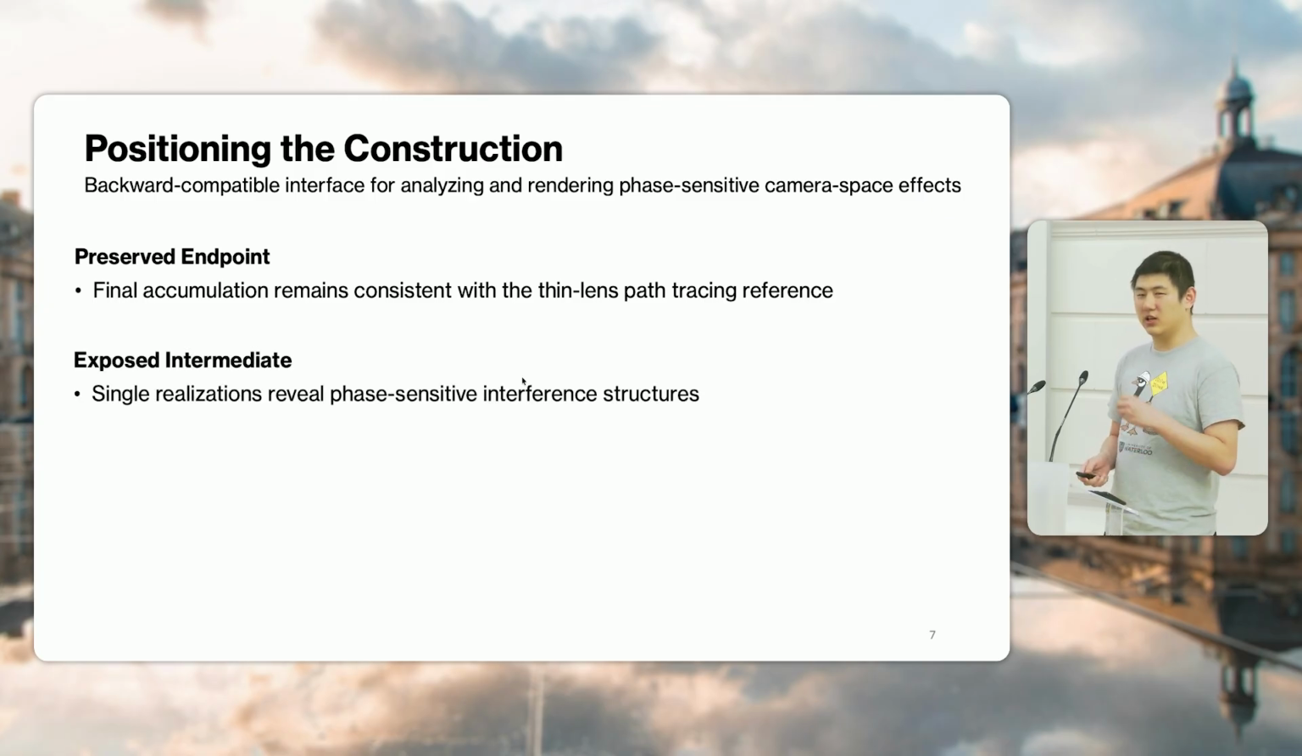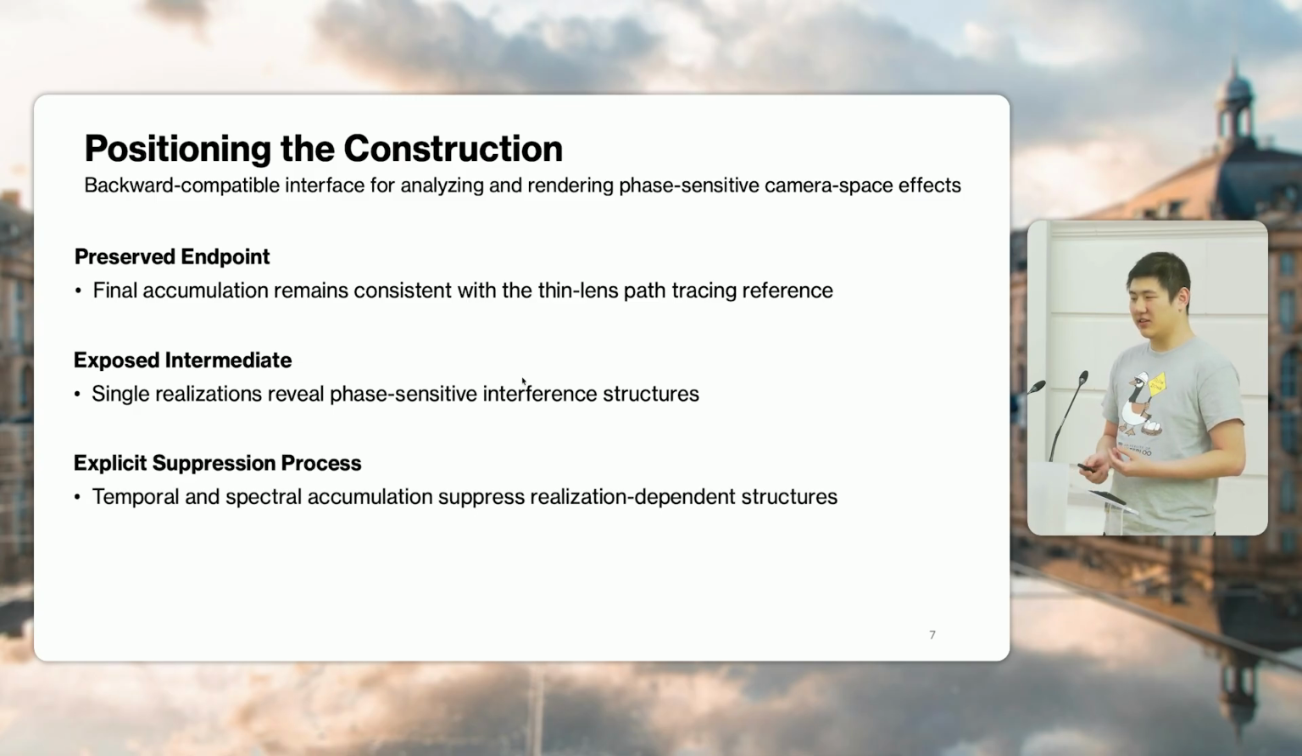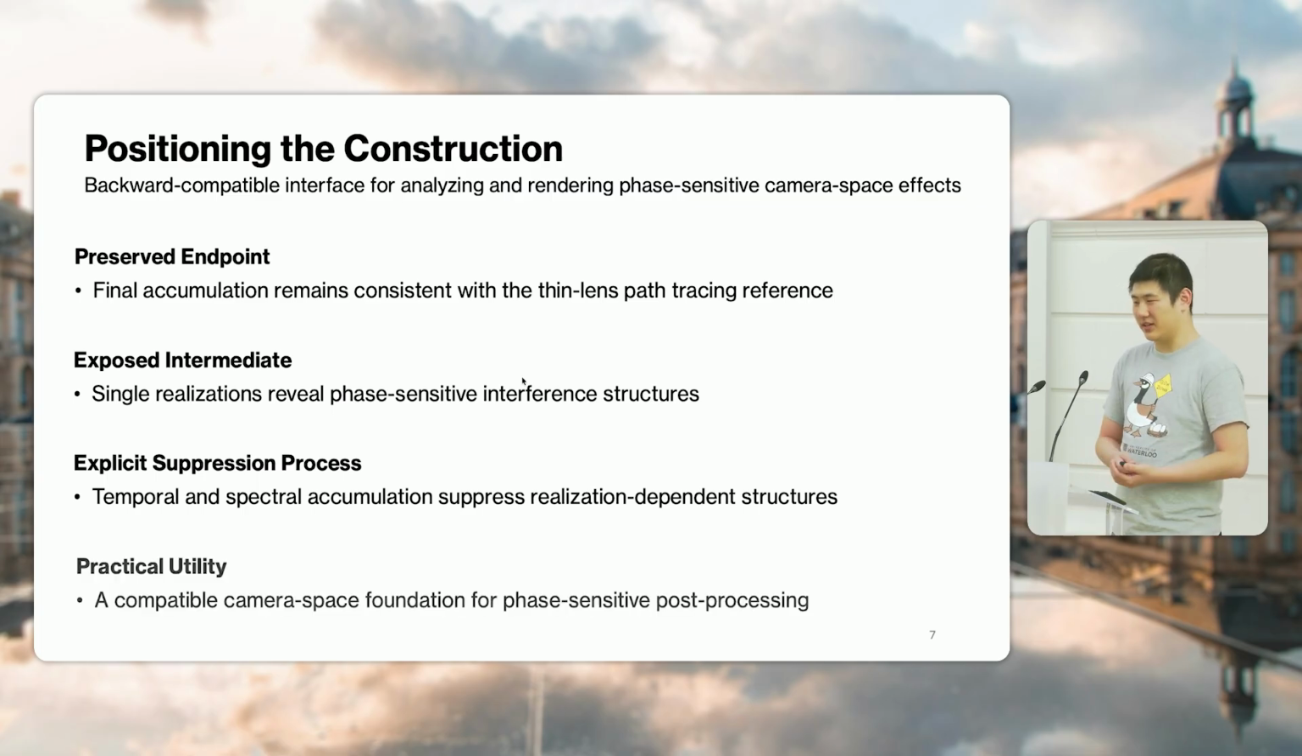So if we take a look at the single realization, it will reveal phase-sensitive interference structure. I will show this later. And the third, this gives us an explicit suppression process. We can directly observe how temporal and spectral accumulation suppress this realization-dependent structure and return to a stable radiometric image. And finally, this also suggests some practical utility.